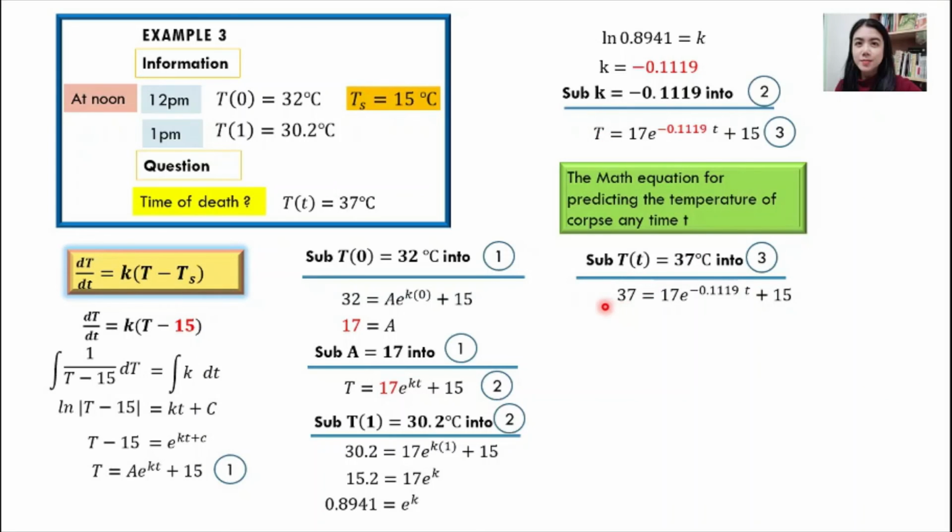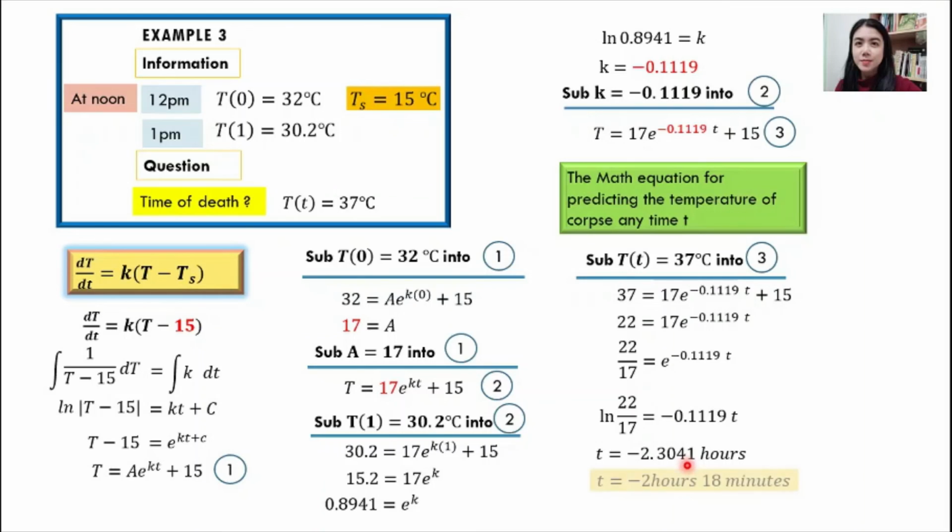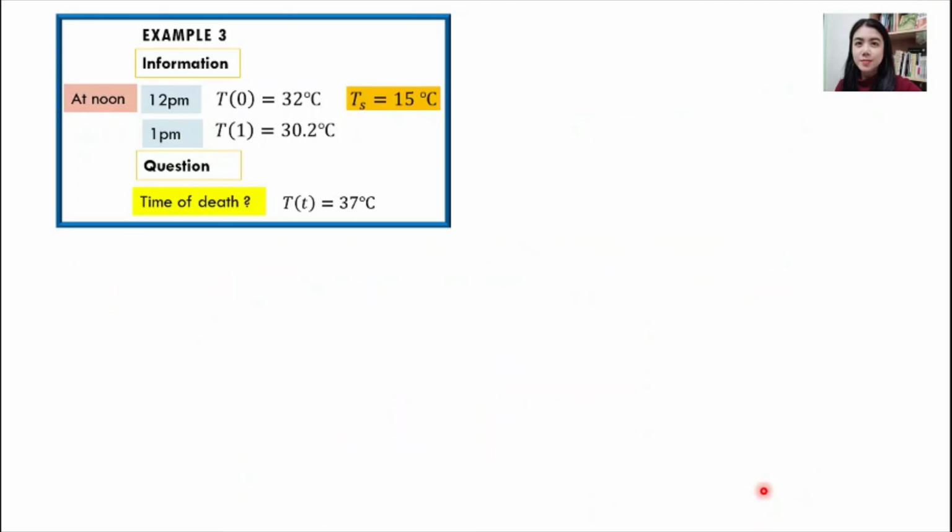37 minus 15 gives you 22, so 22 divided by 17. Then you take ln of both sides: ln of 22 over 17 divided by negative 0.1119 gives you your value of t. So your value of t is negative 2.3041 hours. Change 0.3041 into minutes. Multiply it by 60 minutes, and this gives you 18 minutes. Now we know your time is negative 2 hours 18 minutes.